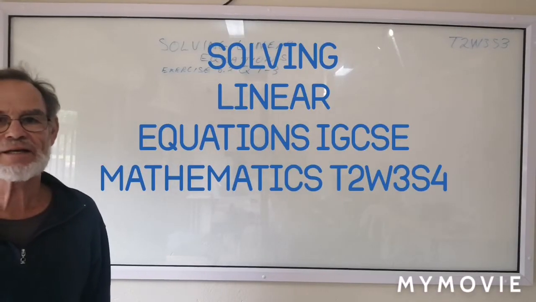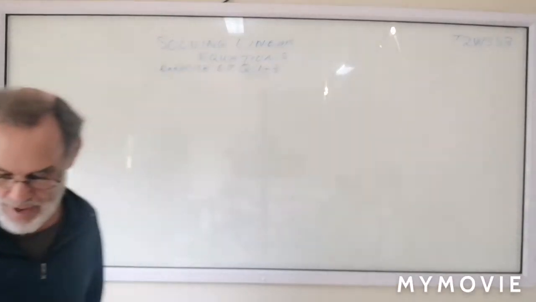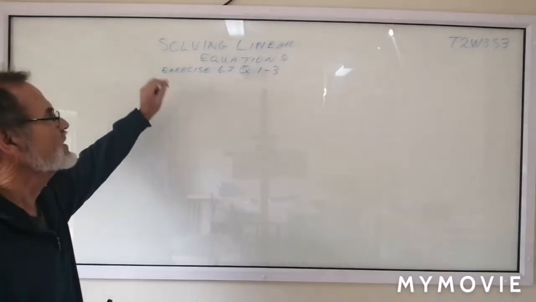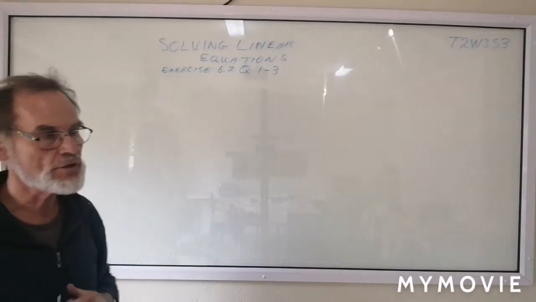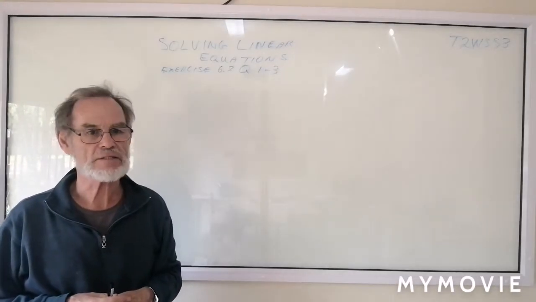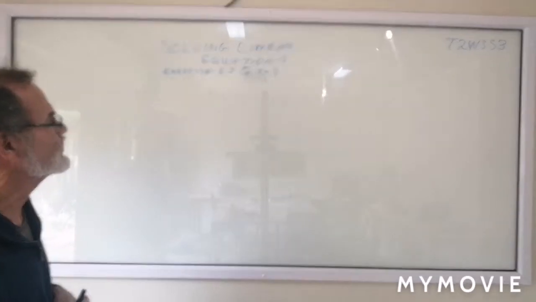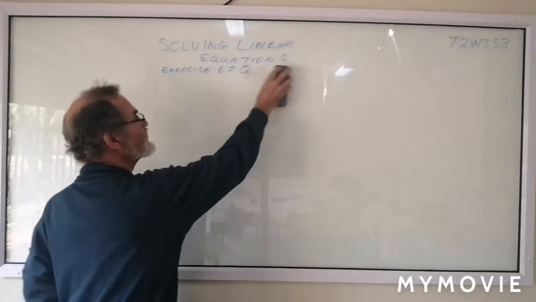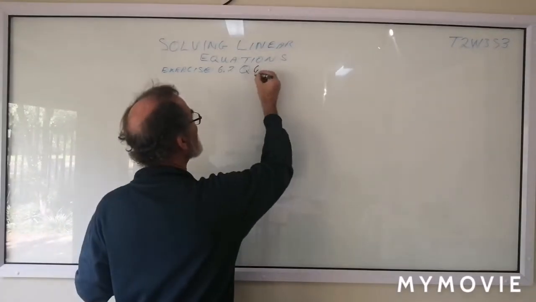Good morning everybody, and we're back with Maths IGCSE, and we are still working through the solving of linear equations, exercise 6.2. You should have worked through the exercises and the section, and now we're going to work through questions 4 and 5.